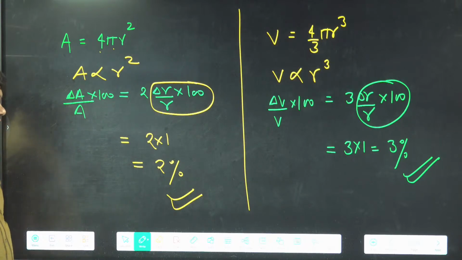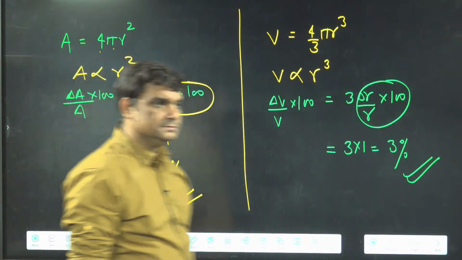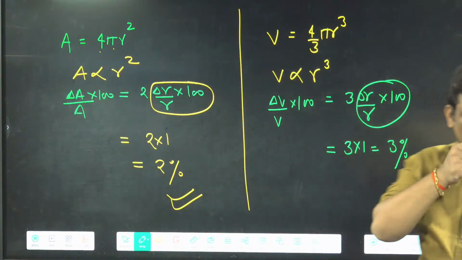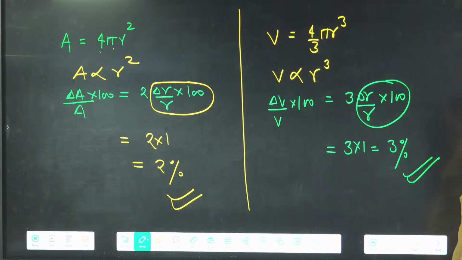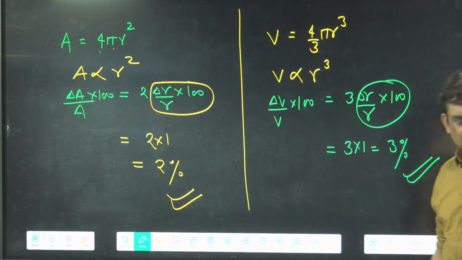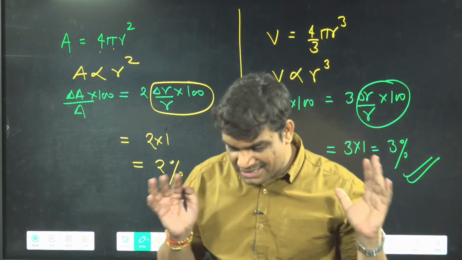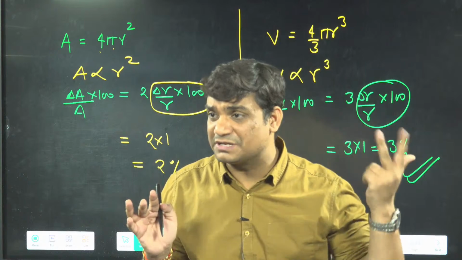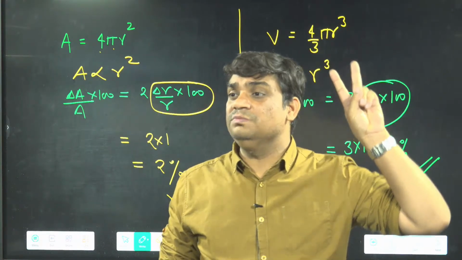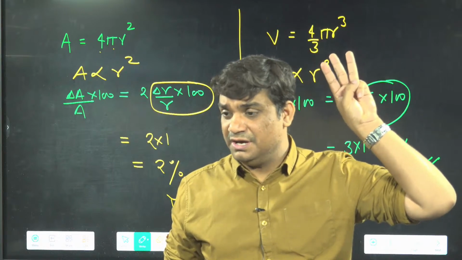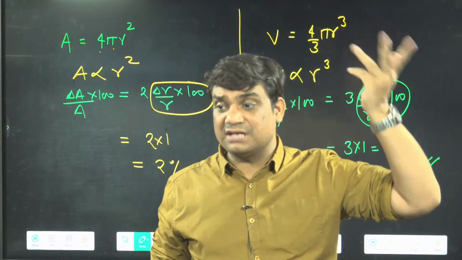Okay. Now I will take one more question. I hope this one is clear. If I say radius 1%, then area 2%, because power 2 is involved. And in volume, power 3 is there. So we can say the error will be 3 times that of the radius.